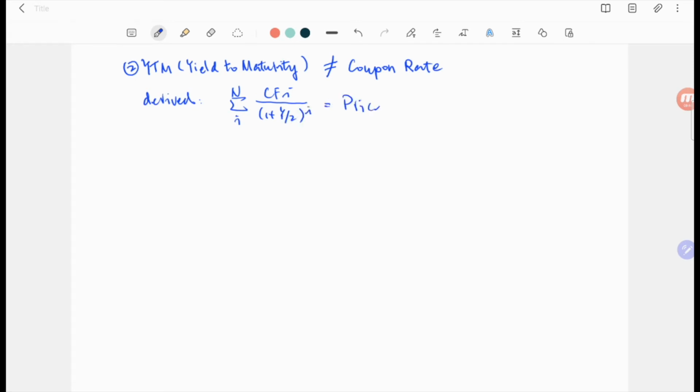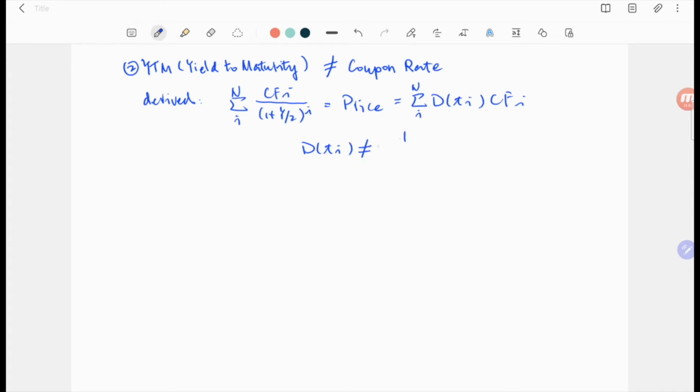What is yield to maturity, YTM? Note this cannot be confused with the coupon rate. Yield to maturity is a derived value from current price. You can consider it some sort of average interest rate if you hold the bond until maturity. That's a little confusing. It's probably easier to look at the formula directly.